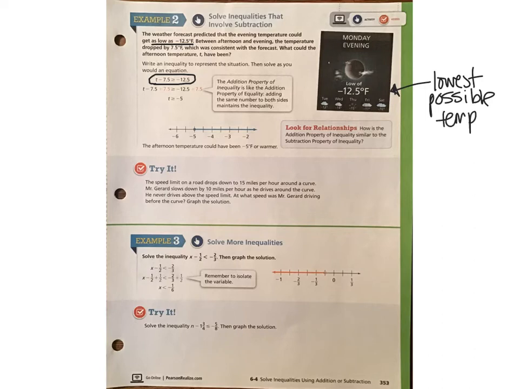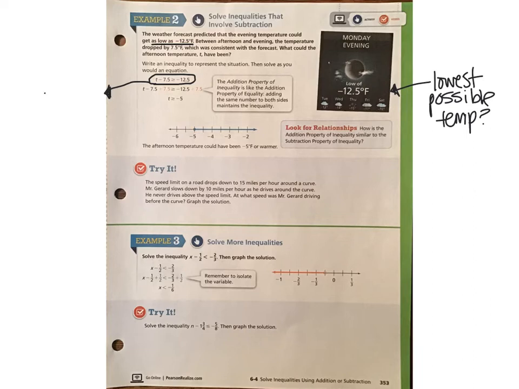So what does that mean? It means that it could have been greater than negative 12.5 degrees, but negative 12.5 degrees would be the lowest possible temperature from that forecast. So when we have the equation here, we know that the greater than or equal to sign goes there because negative 12 5/10 is the lowest that it would possibly go. It could go higher than that, so we need the greater than sign in there.